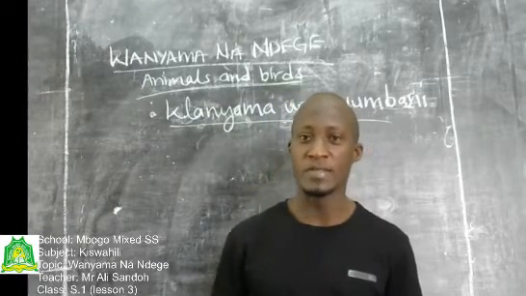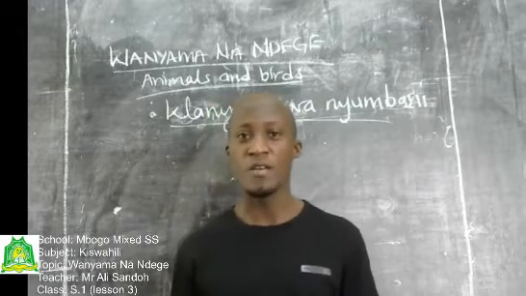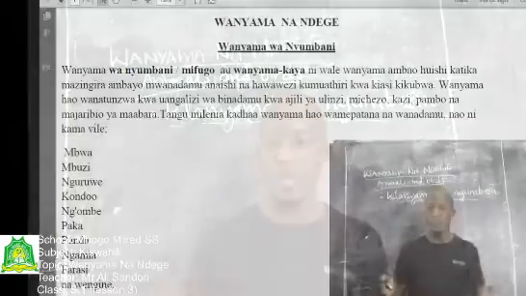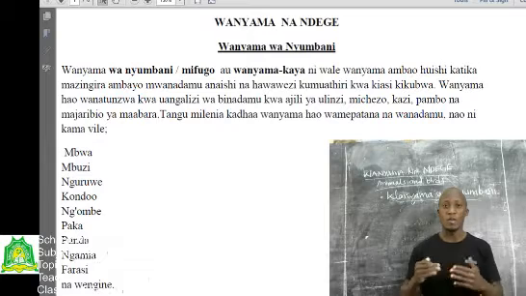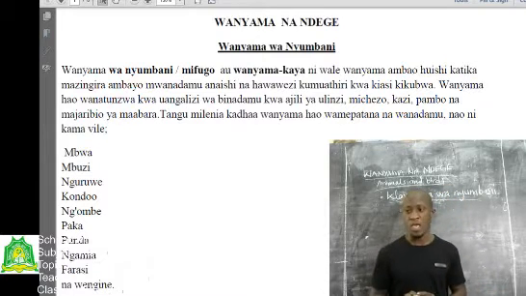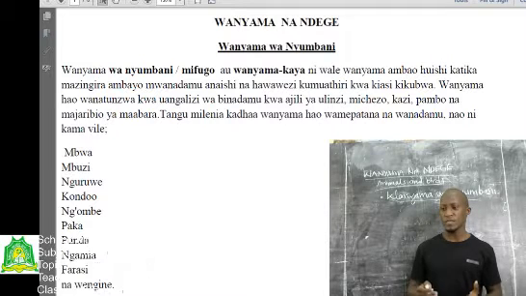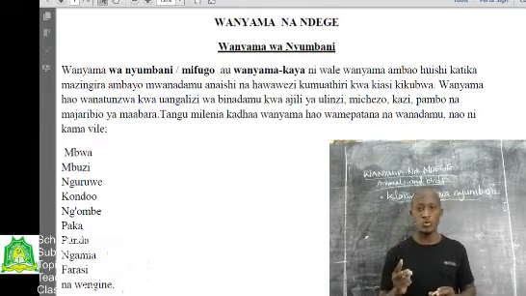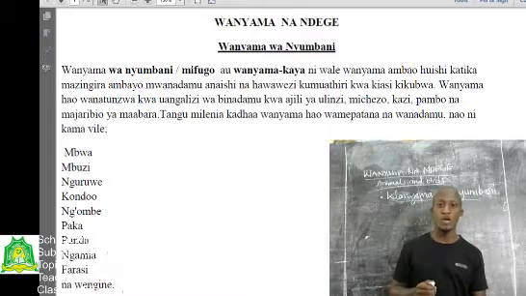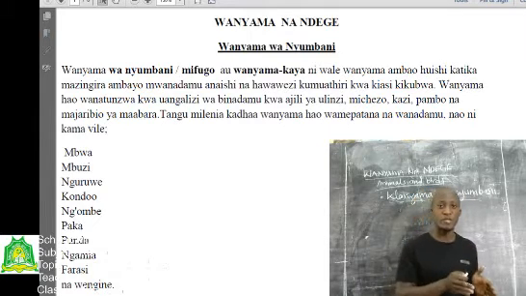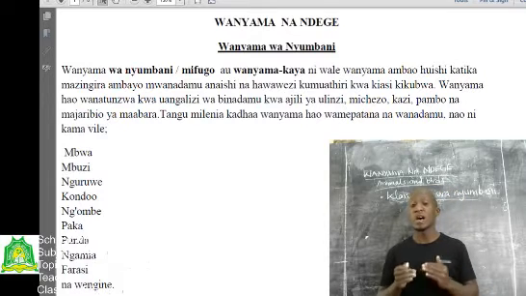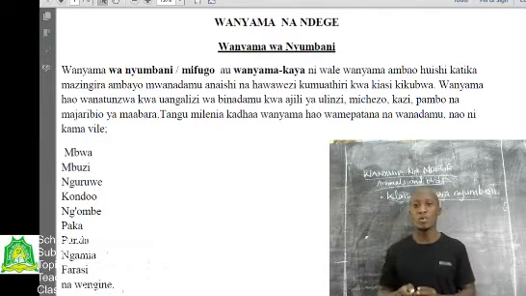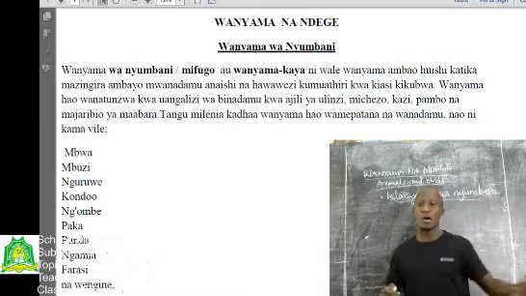Animals and birds. Where we live, everyone knows we have animals and birds. We have animals at home, we have birds at home, we have animals and birds in our environment, our different societies where we live. Now, animals are categorized into two. In this matter, we are going to look at animals in two categories. We are going to look at animals that are kept at home, those are domestic animals, and animals that are found in the wild, or the animals that we find outside our homes.